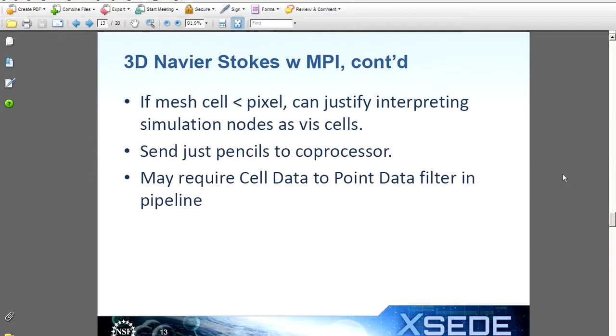And you may have to, in ParaView, apply a cell data to point data filter in your pipeline, depending on what you're doing. But it really simplifies things. You don't have to send the halos over. And for most of the visualizations we were doing, everything works smoothly. No gaps or anything like that. So that was a real nice benefit. Next slide, please.